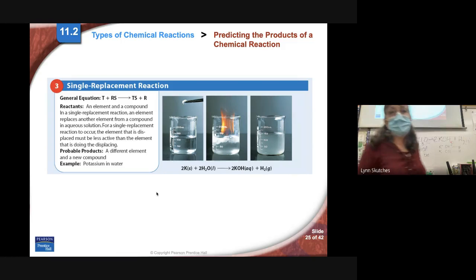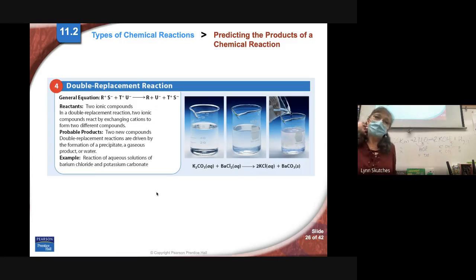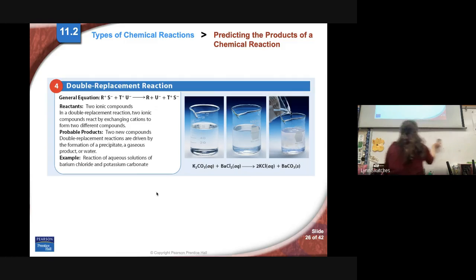How are we doing on time? I'm going to do this one because this is the type of reaction that we did. So double replacement, I'll save the others for tomorrow so we can get going. Double replacement reaction, that's my innies and outies.